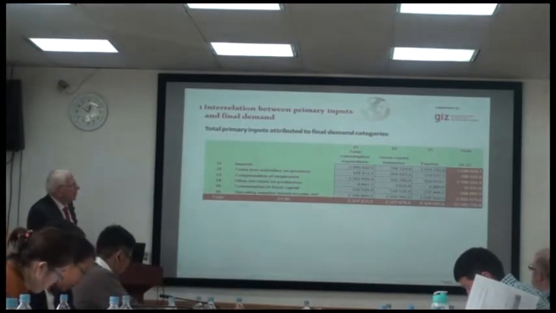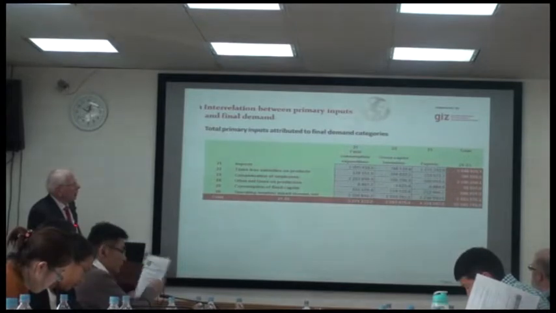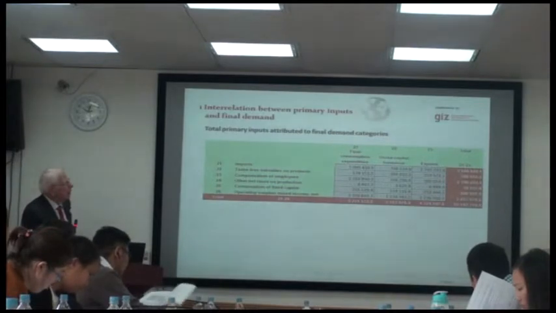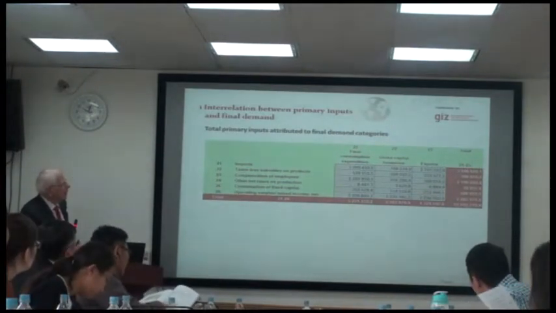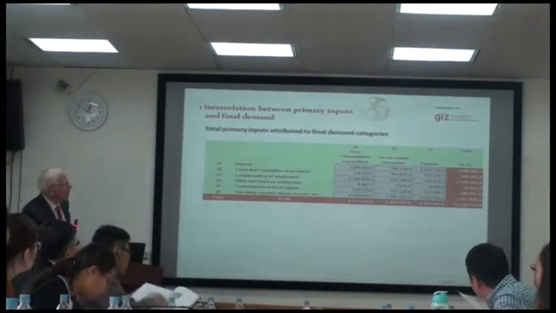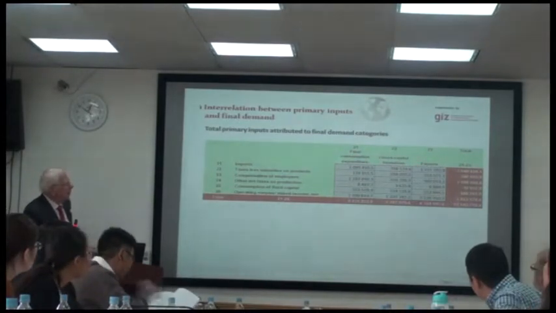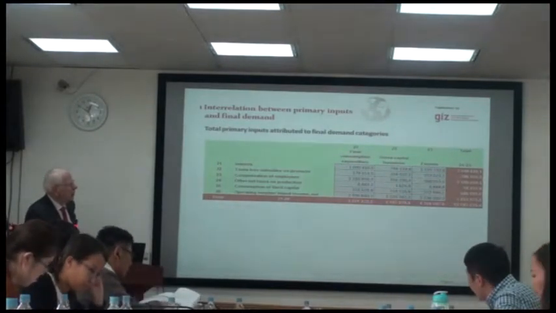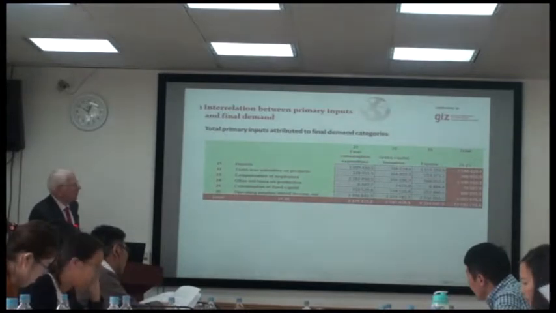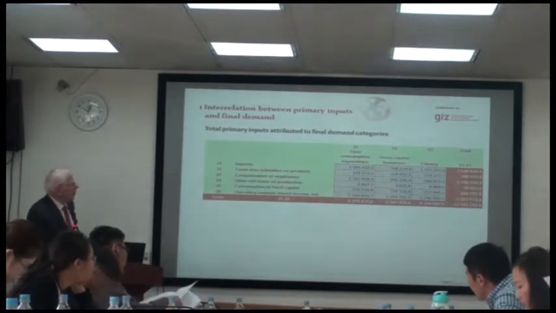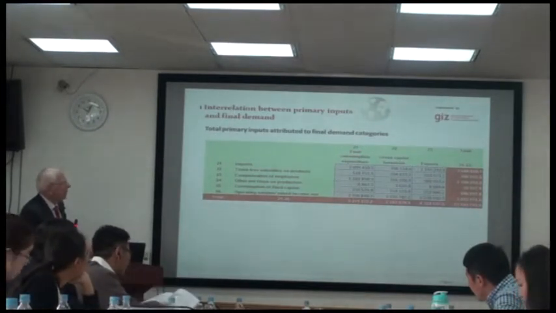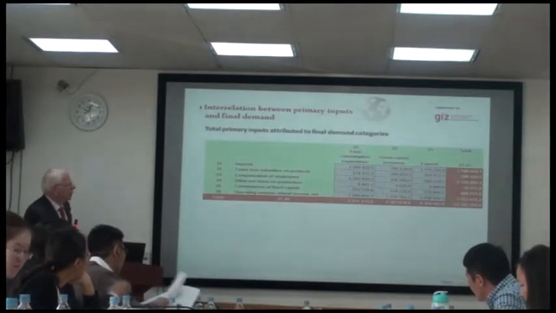We have seen all intermediate imports, and now we can identify for what reasons the imports have been made. They are needed for satisfying final consumption expenditure, they are needed for building up capital formation, and they are also needed to a big amount to satisfy the exports of Mongolia. Compensation of employees is included or necessary for final consumption expenditure of this amount, for capital formation of that, and for export of this amount.